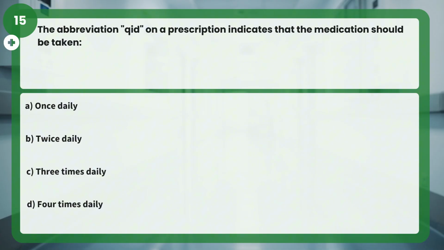A. Once daily. B. Twice daily. C. 3 times daily. D. 4 times daily.